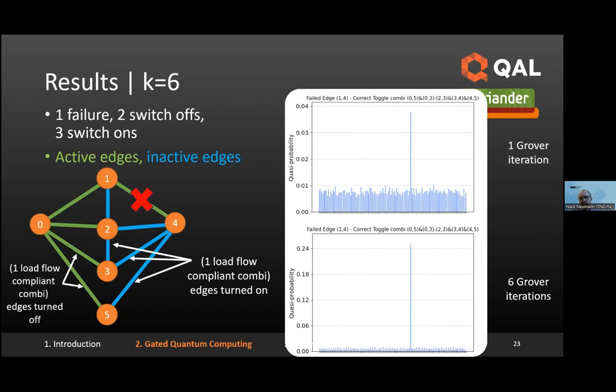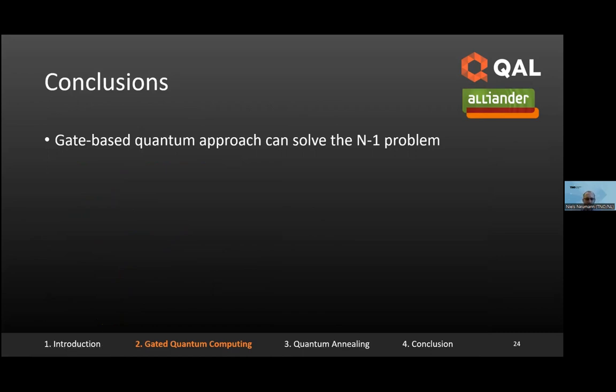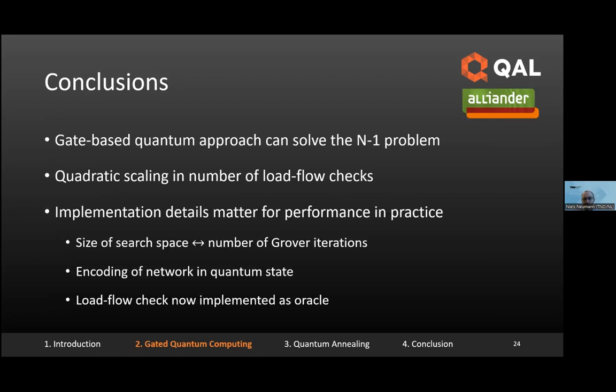If we instead do six Grover iterations, then we see that we can boost this probability to already 0.24, 0.25. So in this case, in one quarter of the runs of the algorithm, we find the load flow compliant option. So we see that the gate-based quantum approach can solve the N-1 problem, can find valid reconfigurations for a failing network, for edge failure. And we also see that there's quadratic scaling in the number of load flow checks that we have to perform.